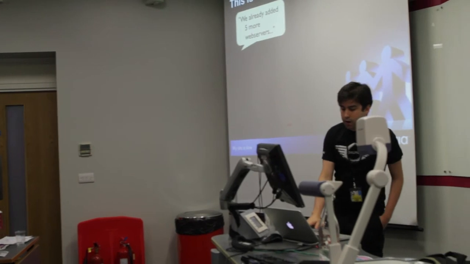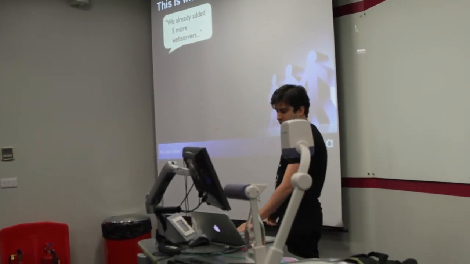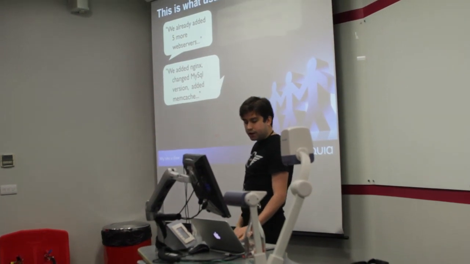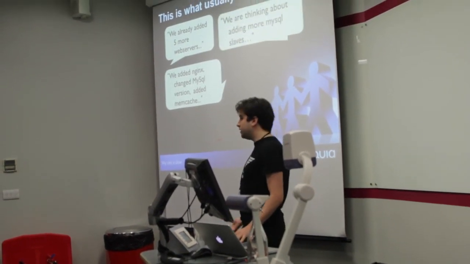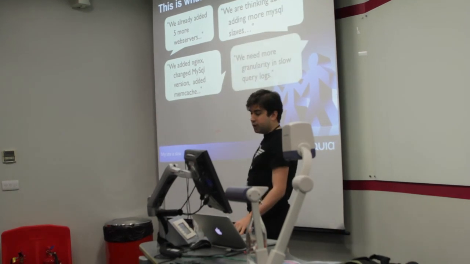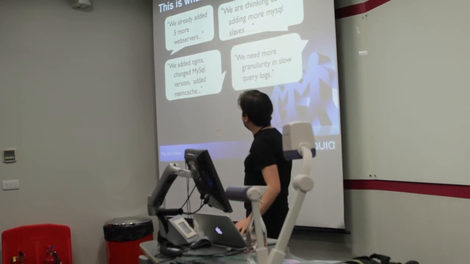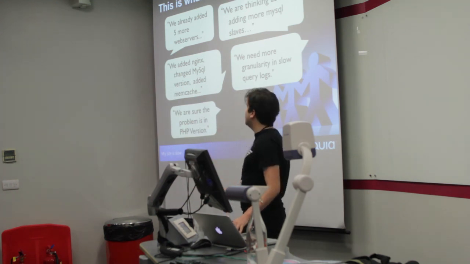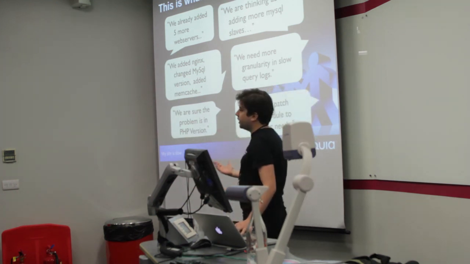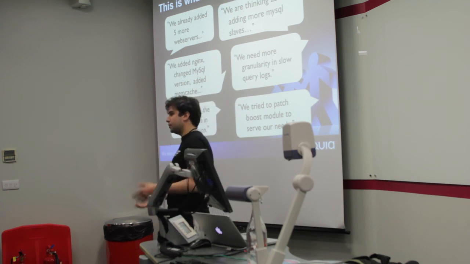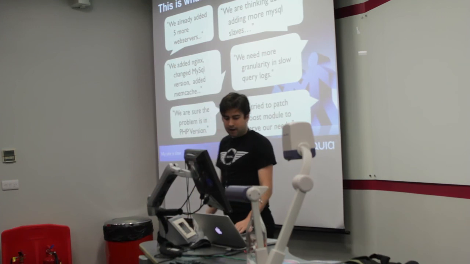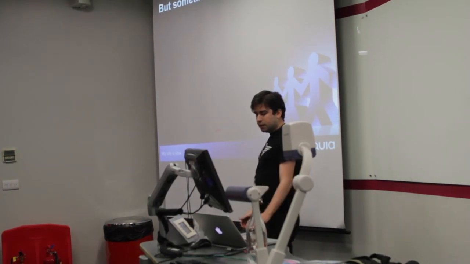Things like, well, we already had 5 more web servers. We had Nginx, we changed the MySQL version, we had Memcache. We are thinking about having more MySQL slaves. We need more granularity in the slow query logs. We are sure that the problem is in some of the versions of the stack that we are using, and we try to patch Boost or Varnish or Memcache or Cache Router or whatever, and it's probably going to solve the problem. Sometimes even worse.